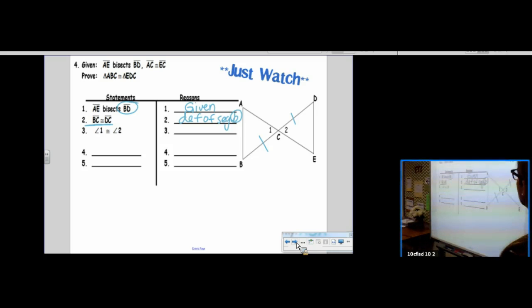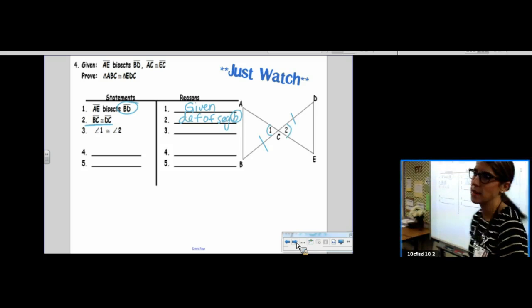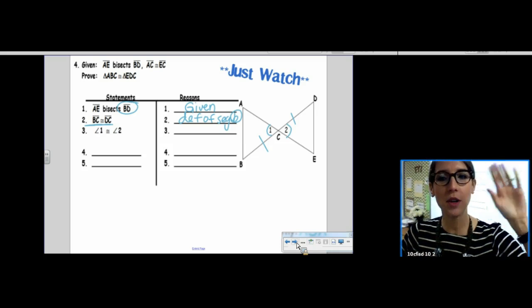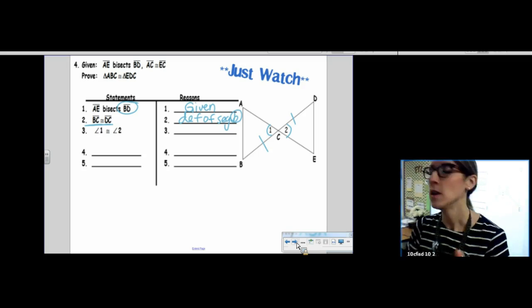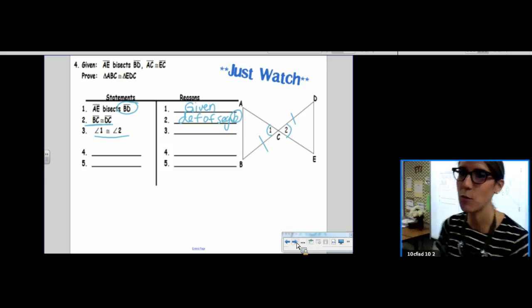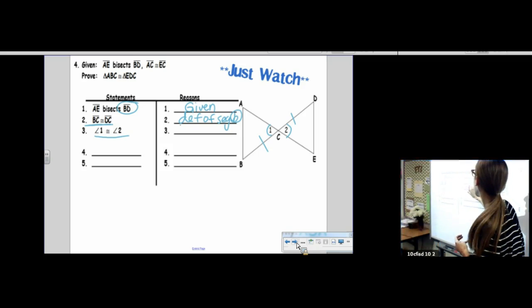Now I'm going to state that angle 1 is congruent to angle 2 because I naturally would add arcs to my picture. When you add a symbol, you have to put it in the statement column. So I added a symbol, I have to state it, and now I have to tell the person why. I have to tell the world why I stated it. The vertical angle theorem.